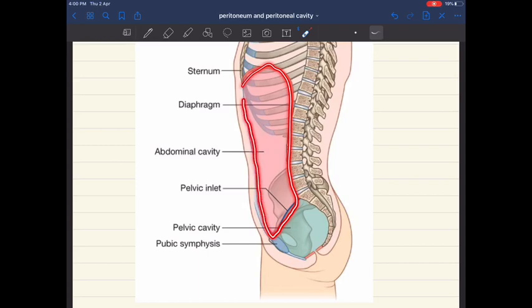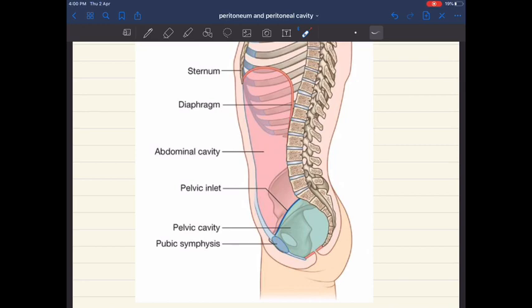So among these organs, some organs have to move inside this cavity, but some should be fixed. For example, the stomach, duodenum, jejunum, ileum, colon, these are all involved in peristalsis. Peristalsis means when we eat something, it has to go through our esophagus, stomach, all this way. Absorption takes place in different parts of this GIT. So peristalsis helps this food to move forward, helping in digestion and absorption.